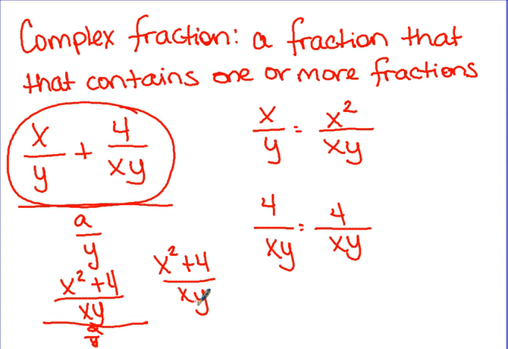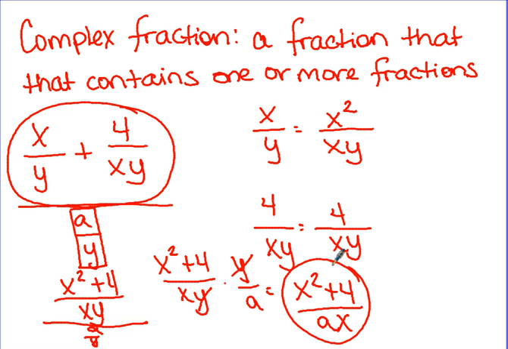This is where we take the numerator, x squared plus 4 over xy, and divide it by the denominator. Remember, when we're dividing by the denominator, we're multiplying by the reciprocal. So the reciprocal of a over y is y over a, and then we multiply. Notice, y's can be canceled, and we multiply across. We get x squared plus 4 over ax, and that is simplifying that complex fraction. The only difference from the ones we've done in the past is that you need to simplify the numerator by adding before you simplify the entire fraction.